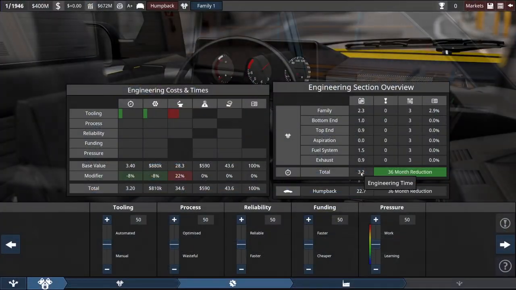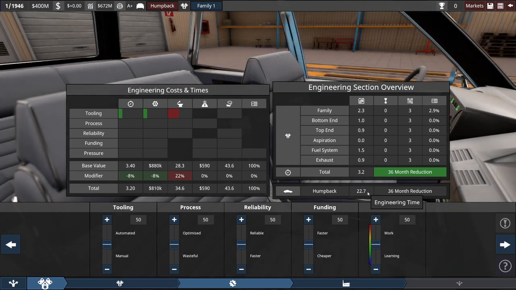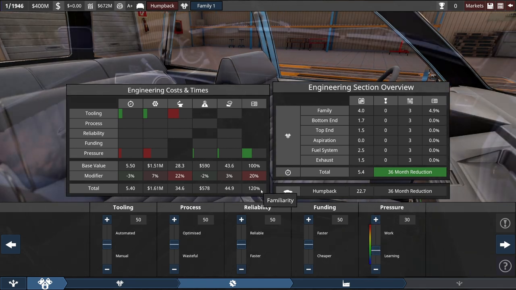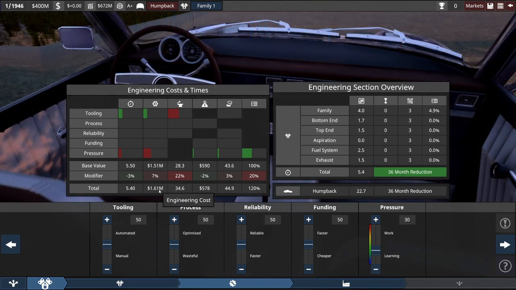And then the engine goes through the same process. So here's something we see. The car is going to take 23 months to come out. The engine is so simple, it's only going to take 3 months to design. So we can improve it. We're going to bring our pressure down. That's going to give us more familiarity so we can design better engines later or facelifts.